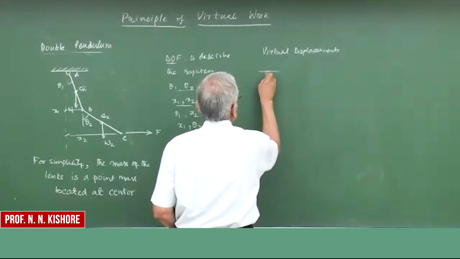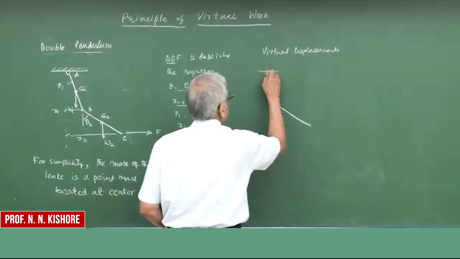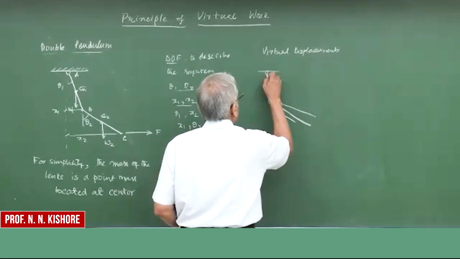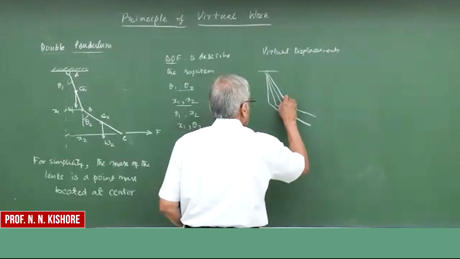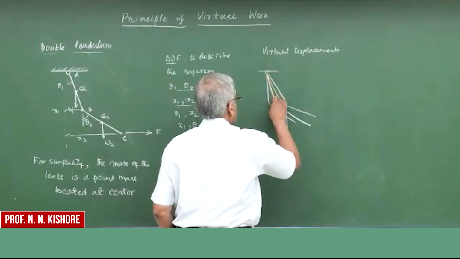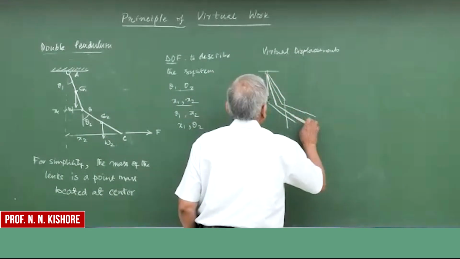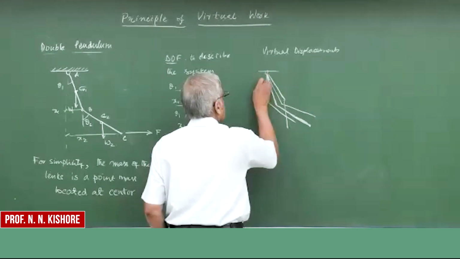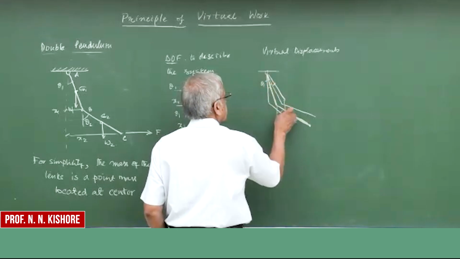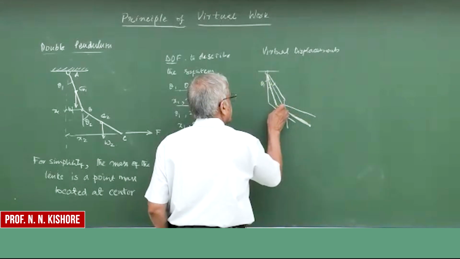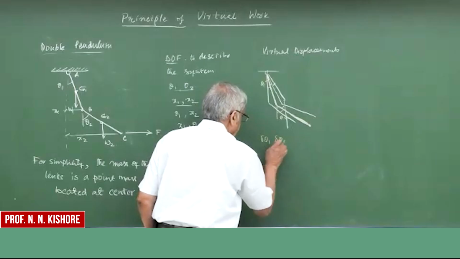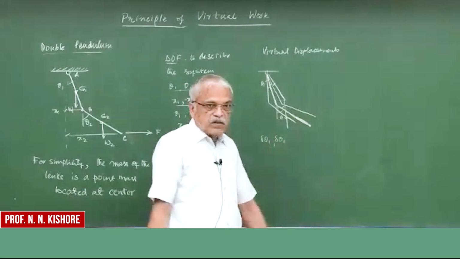For example, you can give it various virtual displacements. Let us say this is the equilibrium. So this can be anything like this, or, if this is the equilibrium position, we are going to disturb it by delta theta 1 or delta theta 2, or any combination of that.